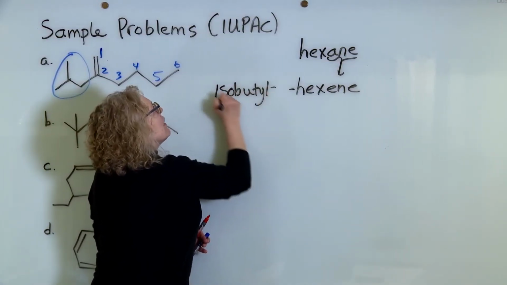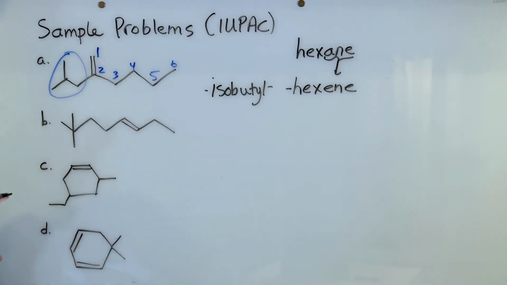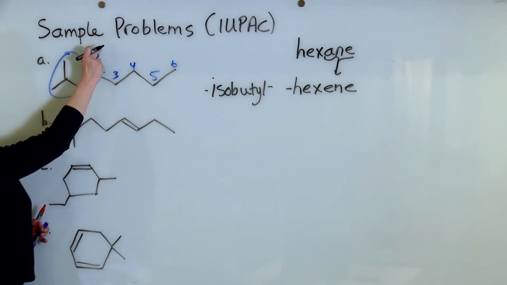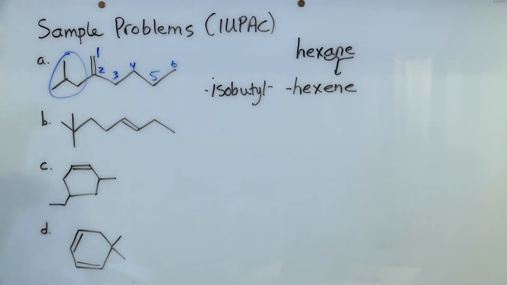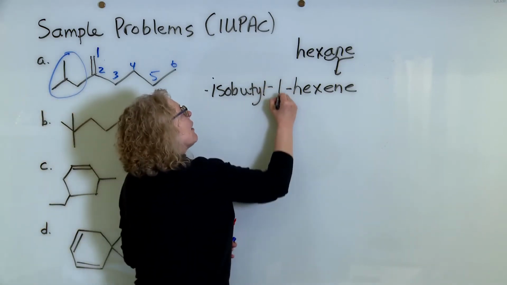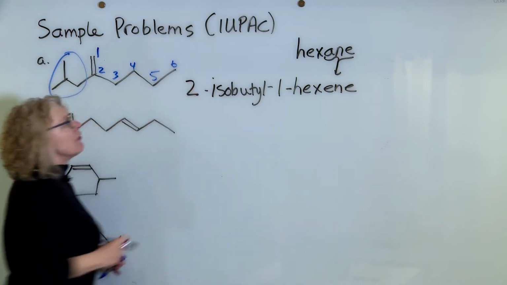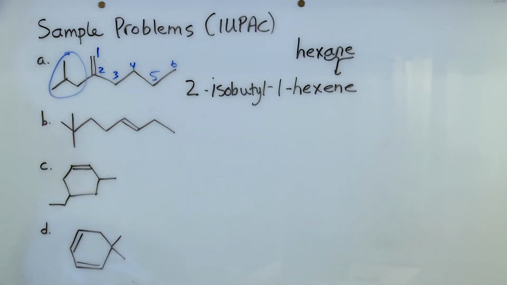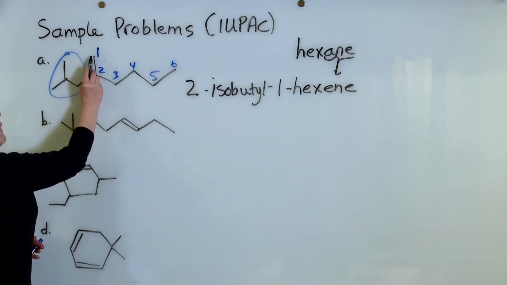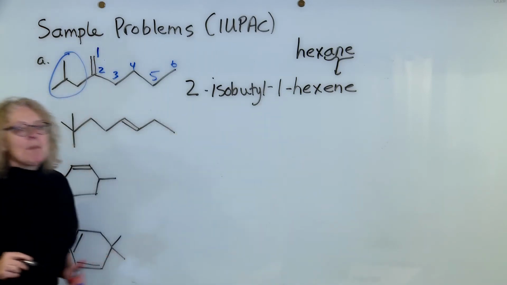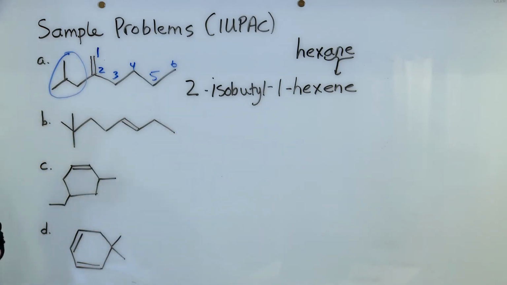And then on this parent chain, we have the isobutyl group. Now, I'm not going to number in both directions here. I think you can see that we would prefer to have the alkene at the 1 position. So this is a 1-hexene, and the isobutyl is at the 2 position. So this is 2-isobutyl 1-hexene. Make sure that you put this 1 here. Many people lose points on exams because they assume that if the double bond's at position 1, you don't need to number it. You must number it.